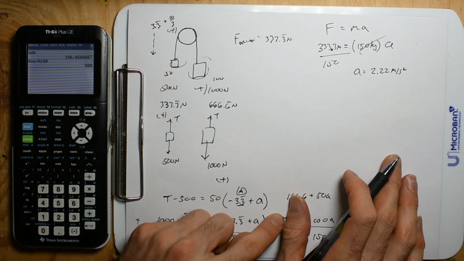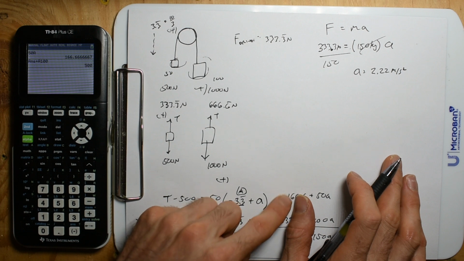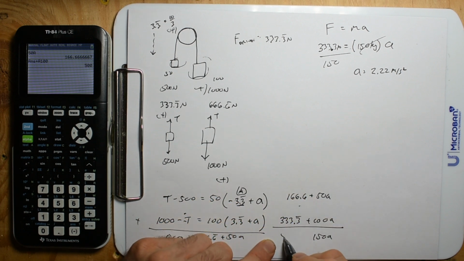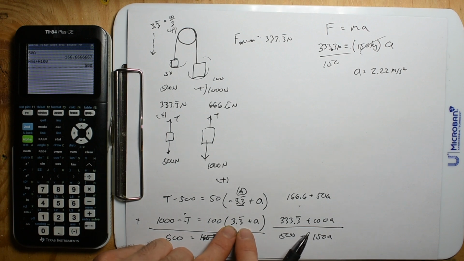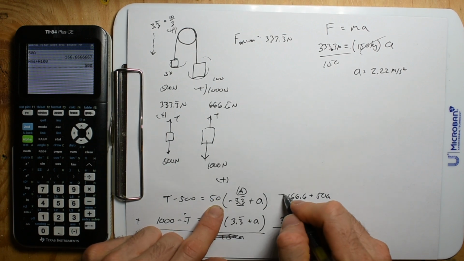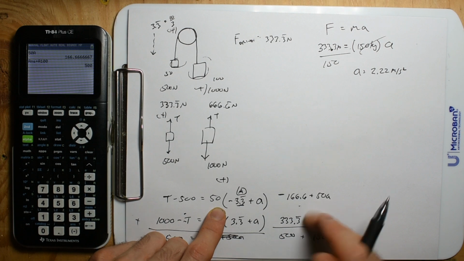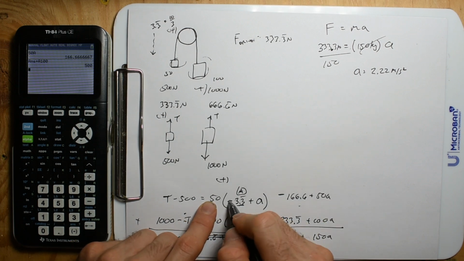So these add up to 500. Does that make sense? So we get 500 on this side of the equation. Oh, did we mess this up? I feel like we messed it up. This is negative. Sorry about that. Yeah, negatives kill me all the time.